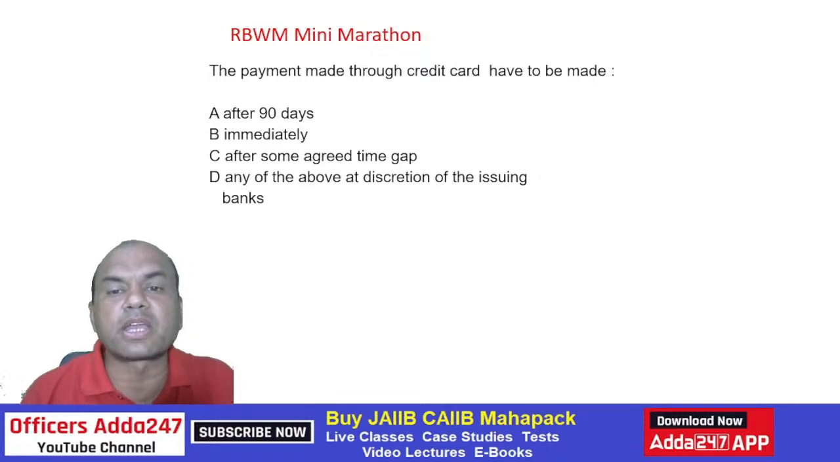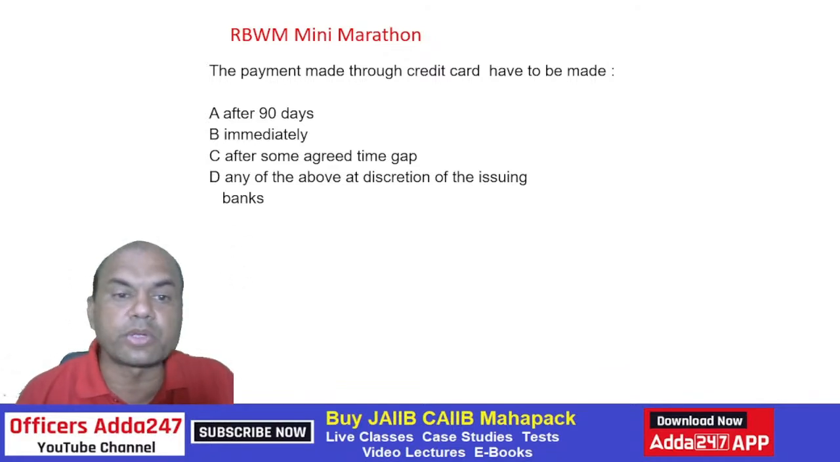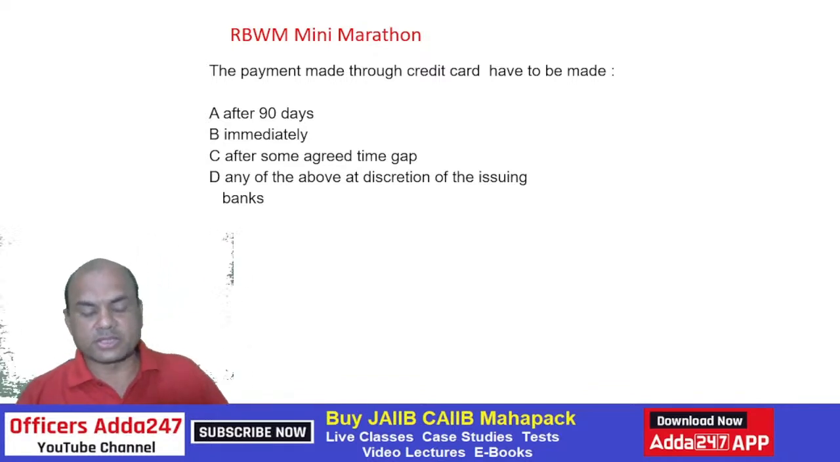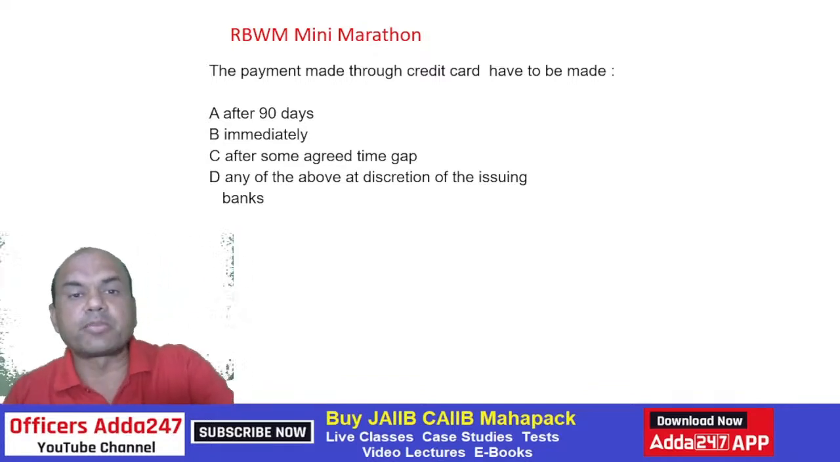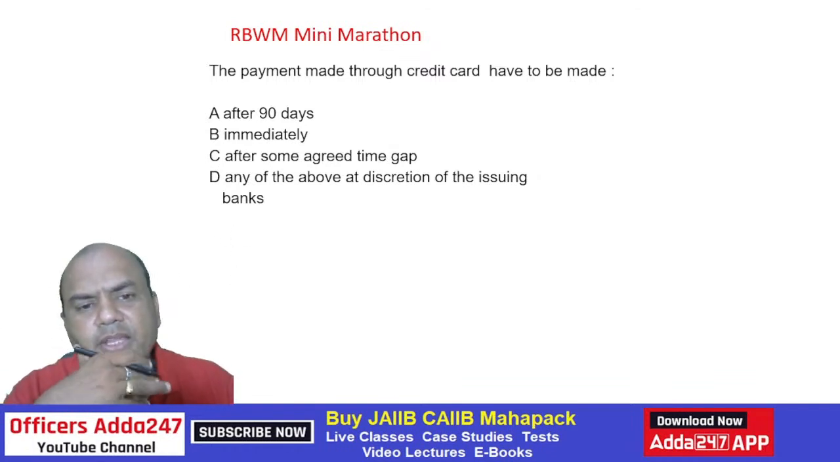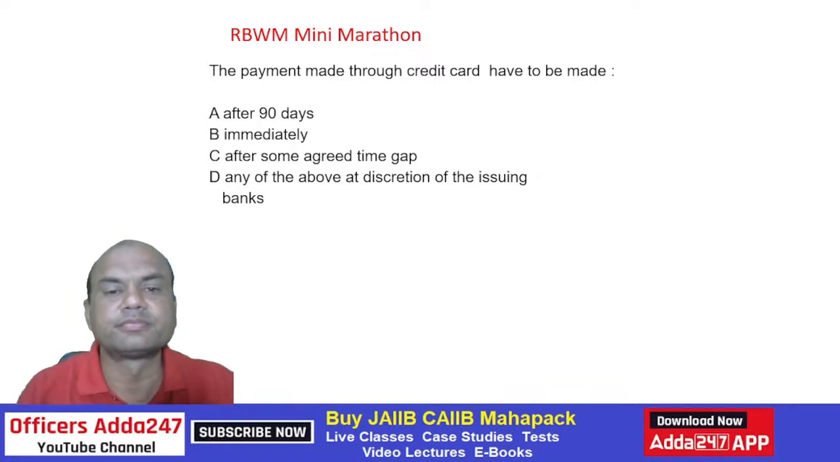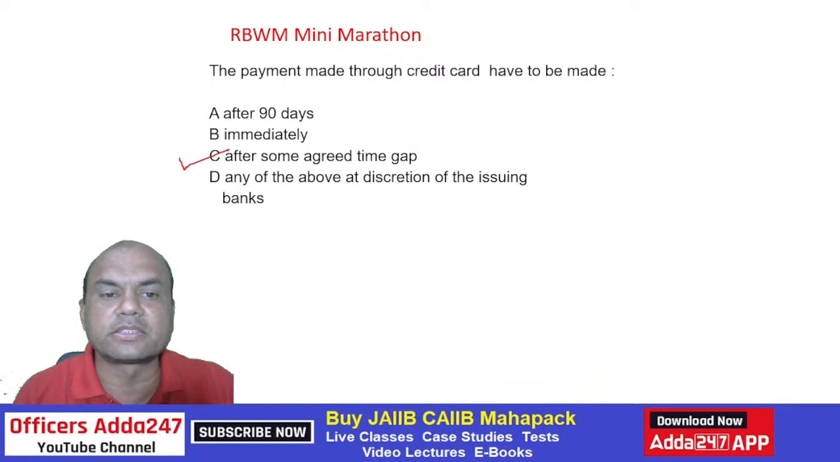The payment towards the credit card has to be made after 90 days, immediately, after some agreed time gap, or any of the above at the discretion of the issuing bank. What is the answer? Credit card payment is made when? Immediately, or after 90 days, or between the agreed timeline? Correct, agreed timelines. This is the right answer.